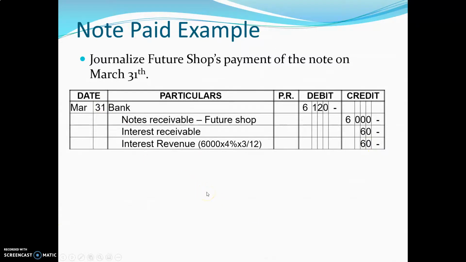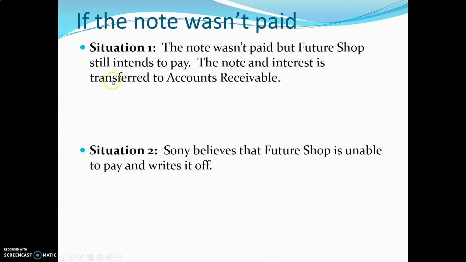But what if FutureShop didn't make the payment on time? How do we do that? If the note wasn't paid, here's the first situation. The note wasn't paid, but FutureShop still intends to pay. Note and interest is transferred to Accounts Receivable. Think about what that would look like here in a journal transaction. In situation 2, Sony believes that FutureShop is unable to pay and writes it off. And this is now testing your understanding of the previous lesson where we have uncollectibles. Again, I encourage you to pause at this point and think about what should be affected for the accounts.